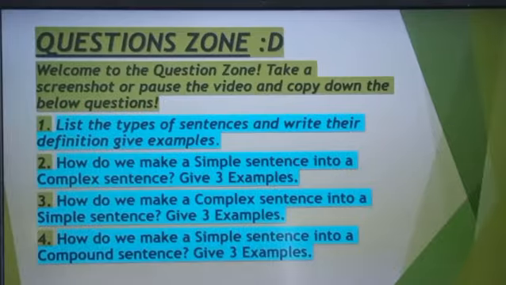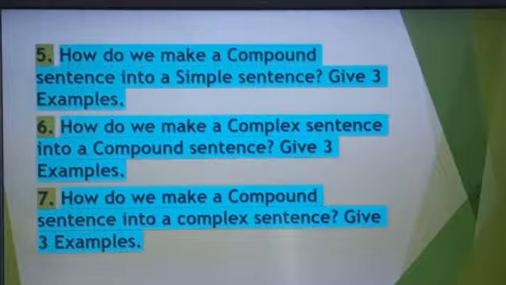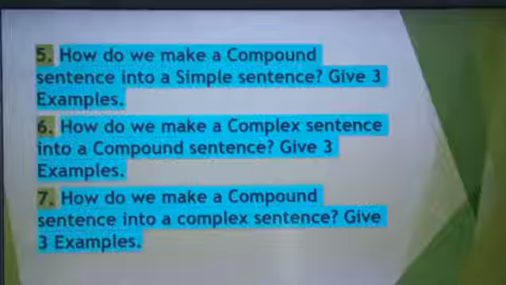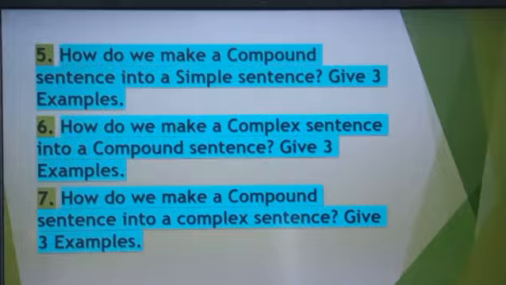Next we have a question zone. Here you can see I have given some questions. Maybe it will be helpful for you. List the types of sentences and write their definitions with examples. Second question, how do we make a simple sentence into a complex sentence? Then how do we make a complex sentence into a simple sentence? Fourth question, how do we make a simple sentence into a compound sentence? Fifth question, how do we make a compound sentence into a simple sentence? Sixth one, how do we make a complex sentence into a compound sentence? The seventh one, how do we make a compound sentence into a complex sentence?